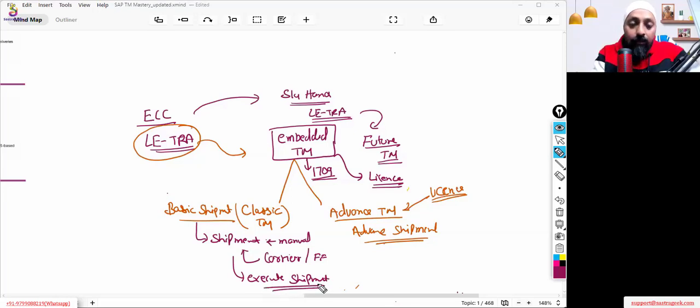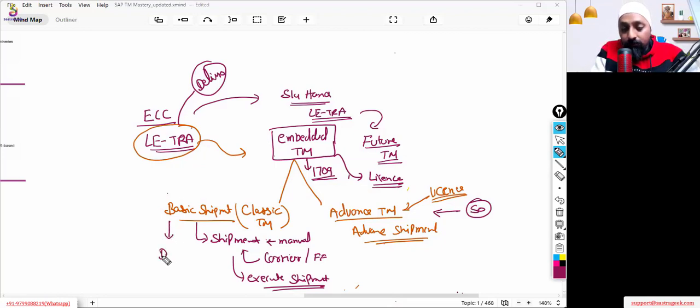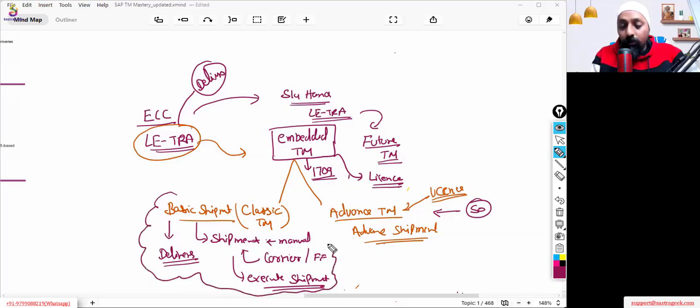Here in LETRA, you create your shipment from the delivery document, if you have seen the cycle, right? In advanced TM, you can also start your transportation process with the sales order. So in basic shipment also, you can start your transportation process from the delivery. That is the thing they have provided. They said that if you are using these basic functionalities, without your optimization runs, without automatic selection of your vendors, carriers, this is called the basic shipment, and this will not require a license.